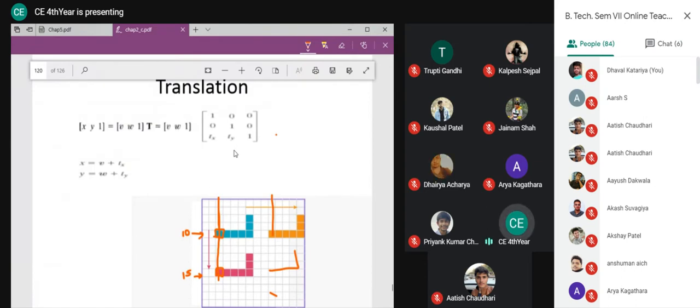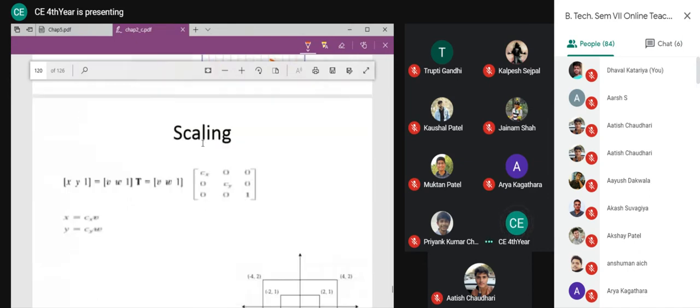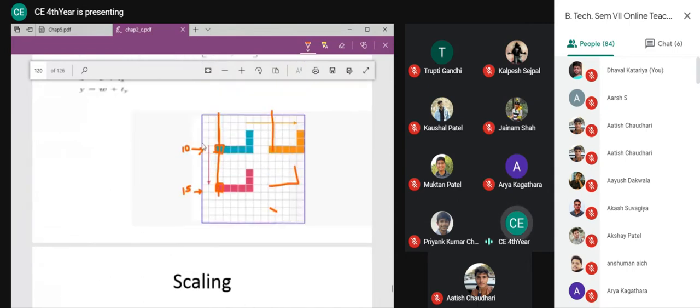I hope the matrix is visible to you, although it has very low resolution. In case it is not visible, I can write it out. Just report to me if it is not visible. The matrix will be 1 0 tx, 0 1 ty, 0 0 1. So this is about translation in the tx and ty directions. Tx and ty can be any value, positive, negative, or zero.